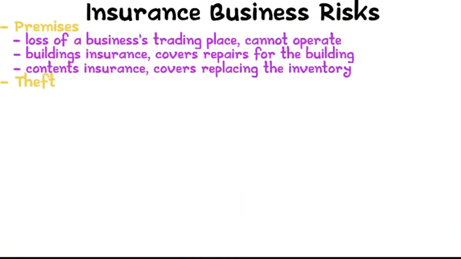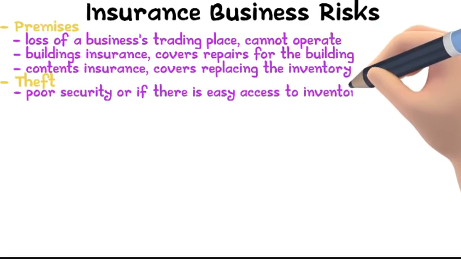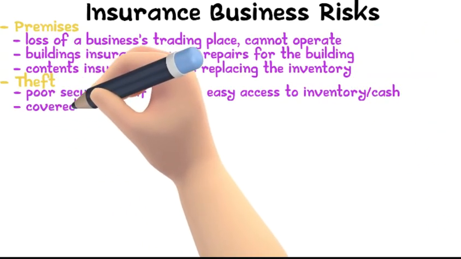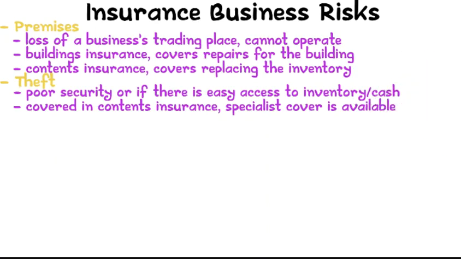Theft. Inventory or cash can be stolen by employees or shoppers. This is more likely to happen if there is poor security or if there is easy access to inventory or cash. Theft is covered in contents insurance, but sometimes specialist cover is available if the risk is higher.